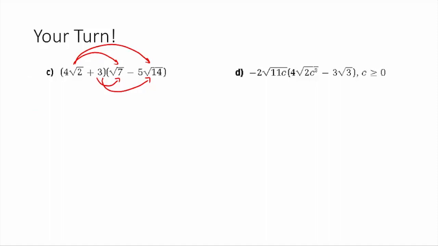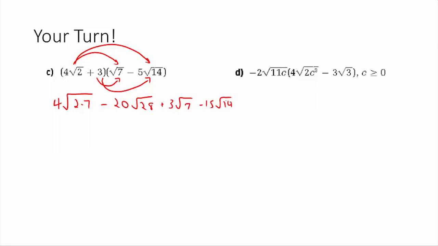Okay, so if we expand these out now, 4 times 1 is 4, square root of 2 times square root of 7 is square root of 2 times 7. Subtract 4 times 5 is 20. The square root of 14 times the square root of 2 is the square root of 28. And now we do the inside. The square root of 7 times 3 is just 3 root 7. And 3 times negative 5 root 14 is negative 15 root 14. So the first step is you expand everything out so you can see it. Now we can start reducing.